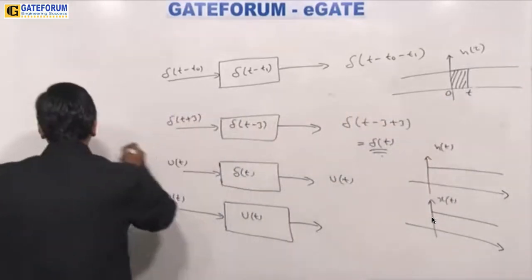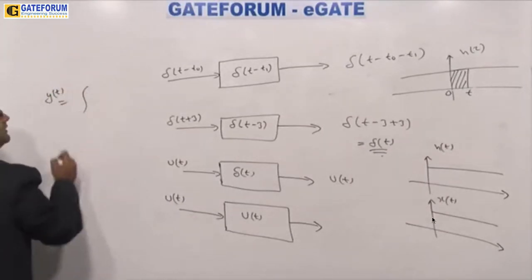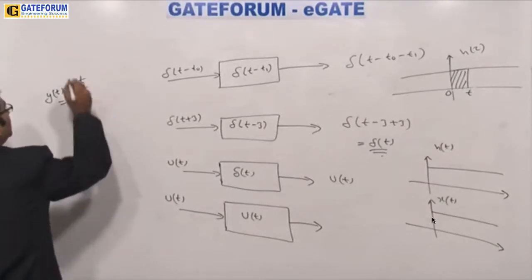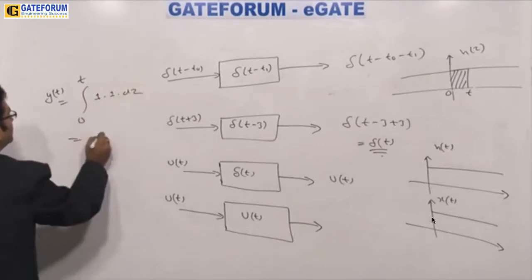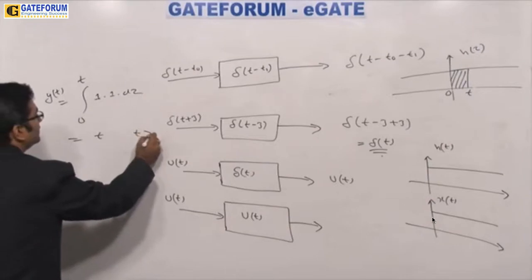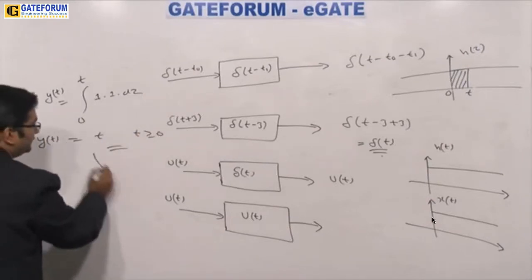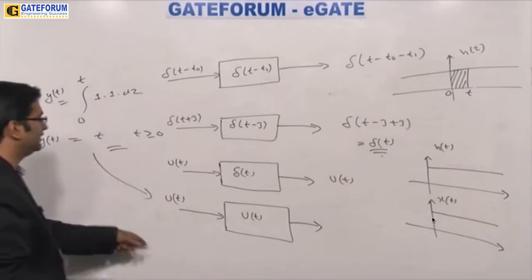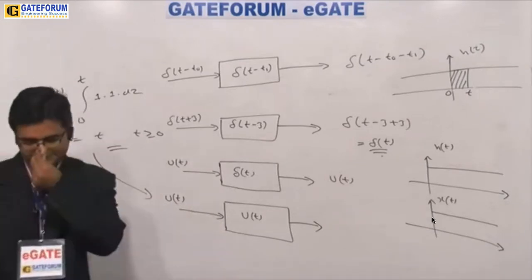So I can write here output yt is nothing but integral 0 to t 1.1 d tau, which is equal to t for t greater than or equal to 0. That becomes a ramp function. So once you do the convolution of ut with ut, you are going to get a ramp function. Okay.